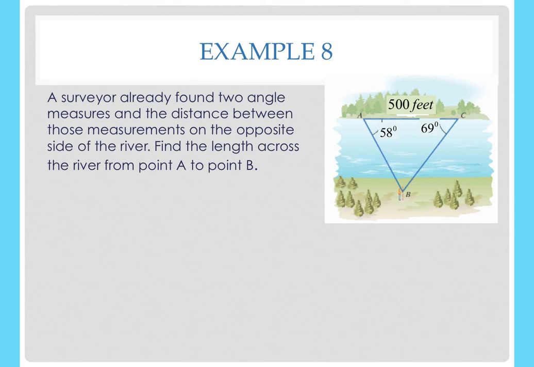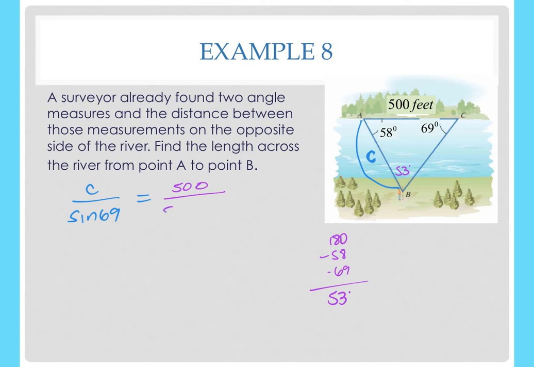If I'm trying to find the river from point A to point B, I'm looking for this side, which would be named C. I have angle C, but I don't have another complete ratio yet. How do I find it? Good. So 180 minus 58 minus 69, which is 53 degrees. And I get 500 over the sine of 53 degrees.